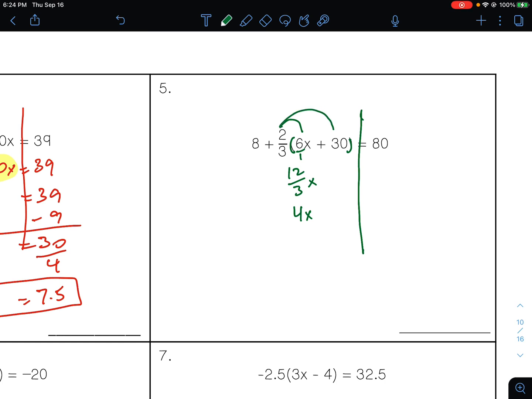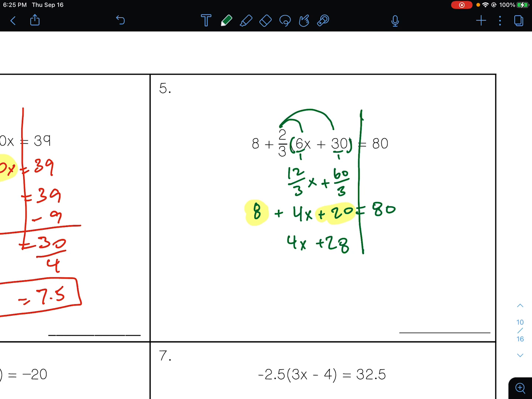And then let's do the other one. 2/3 times 30. That is 60 over 3. That's positive. 60 over 3. Oh, that's just 20, I believe. 60 divided by 3 is 20. Good. And then let's bring down the 8 and the plus, and then bring down the equal sign and bring down the 80. All right, combine like terms. I have 8 and positive 20. 8 and positive 20 is positive 28. And bring down the 4x. You don't need to bring down the plus because it's positive.